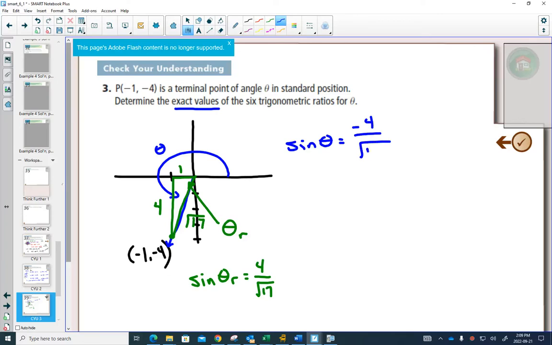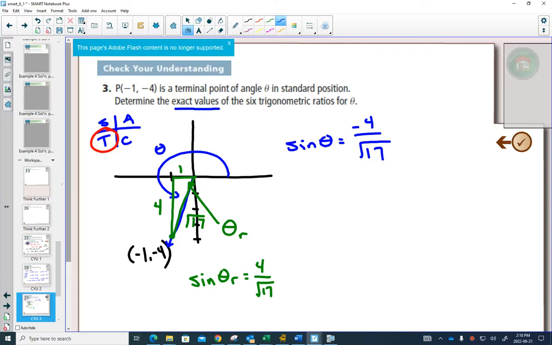Why is it negative? Because we're in quadrant 3, sine has to be negative. So your reference angle tells you the ratio. The cast rule tells you whether it'll be positive or negative.